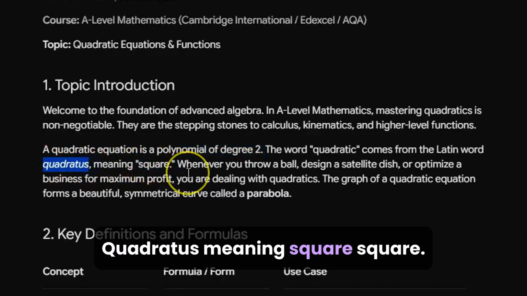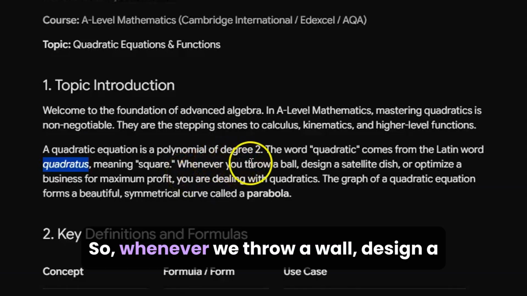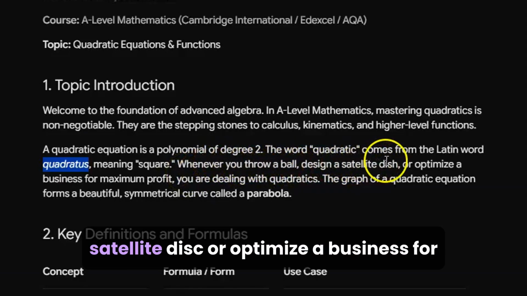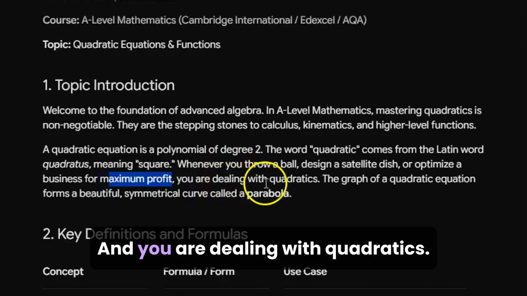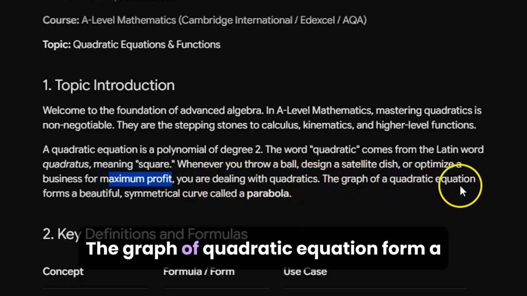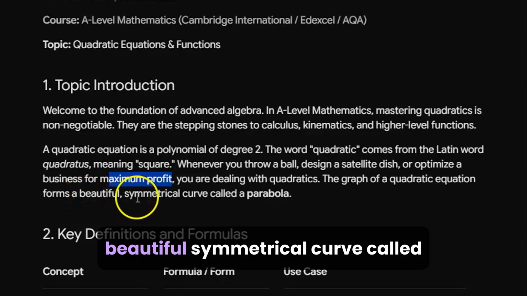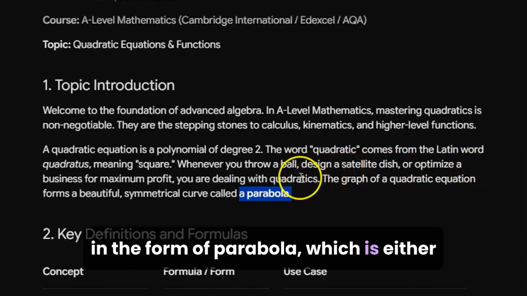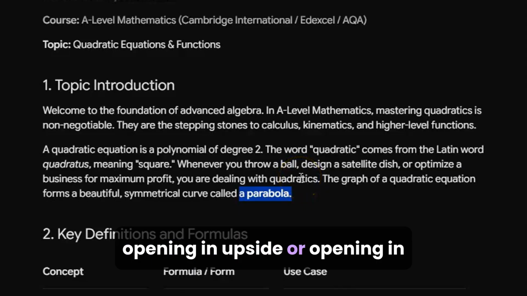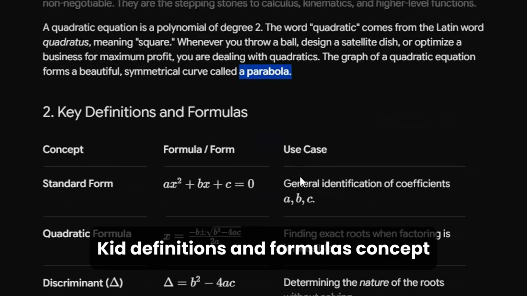Whenever we throw a ball, design a satellite dish, or optimize a business for maximum profit, we are dealing with quadratics. The graph of a quadratic equation forms a beautiful symmetrical curve called a parabola. The graph is always a parabola, which either opens upward or opens downward. Key definitions and formulas.